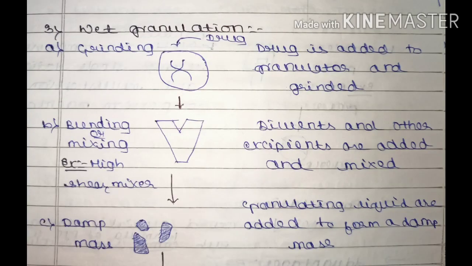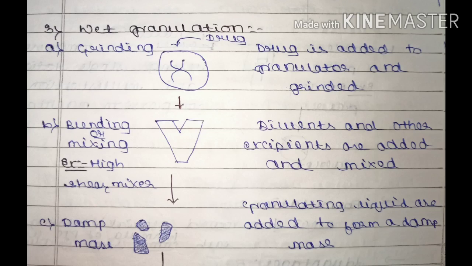The next type is wet granulation. In wet granulation, same first step, the drug is taken and ground. In the second step, same, along with the excipients or adjuvants, it is blended or mixed. For example, equipment used here is the high shear mixer. The third step is different.